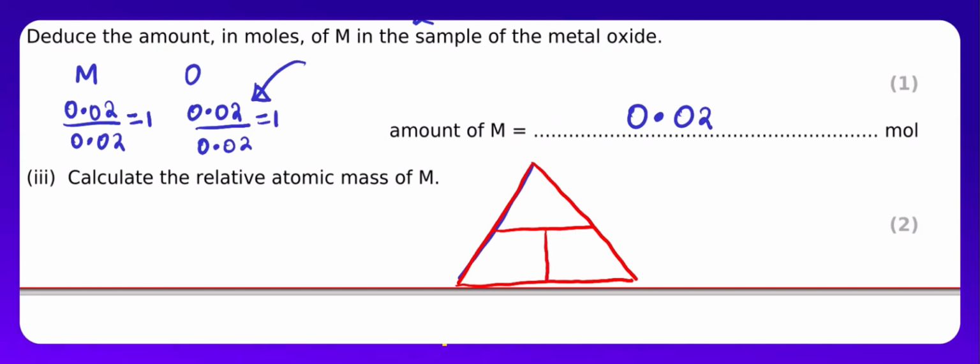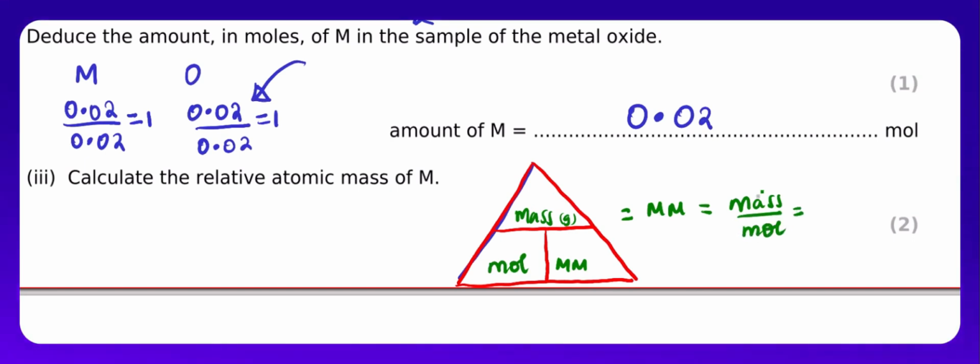So what are we supposed to have on the upper triangle? Here we are supposed to have the mass in grams. Then of course you can have your mole here. Then you can have your molar mass. Remember, molar mass in this case is the same as the relative atomic mass. So that means if we want our molar mass, it will be equal to the mass of the metal divided by the number of moles of the metal.